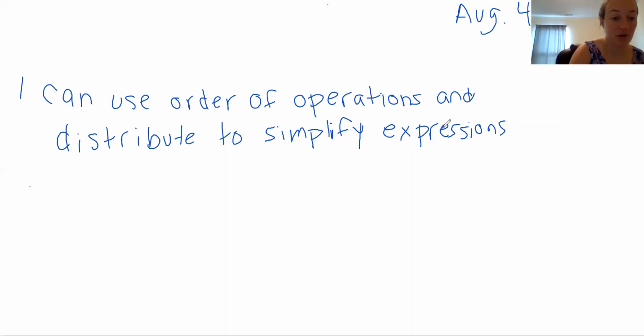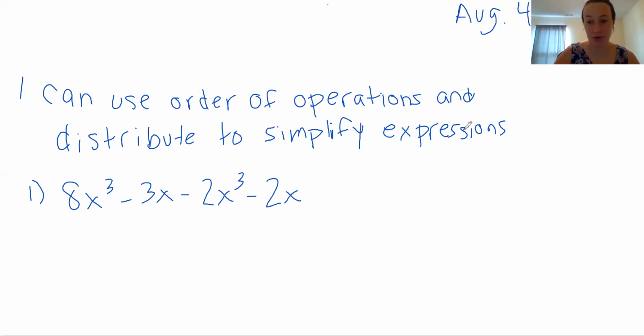Example number 1, so on your paper, go ahead and put a 1, and we have 8x to the third minus 3x minus 2x to the third minus 2x. So that should be in your notebook. I'll give you a second to write that down. We want to go ahead and combine terms. So take a look at that problem. What are some like terms that we could put together here? We need same variable and we need the same exponent.